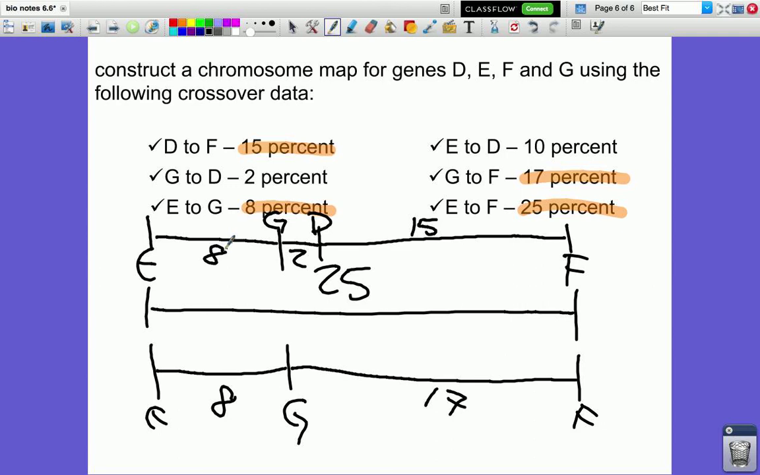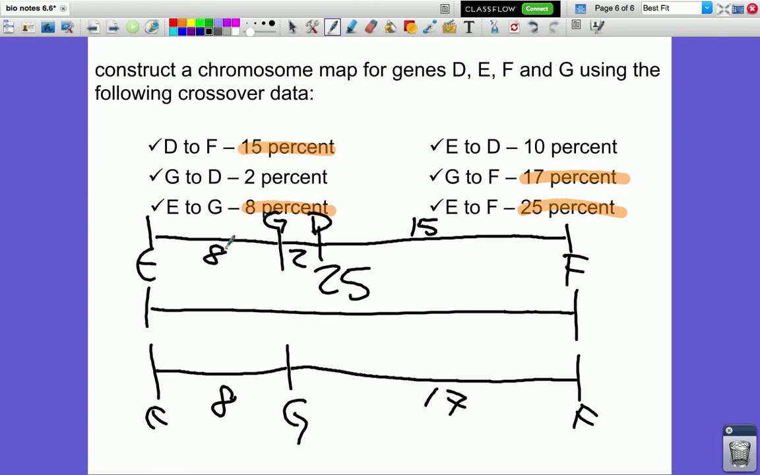Actually, I know the order that those genes go in. I know that E is 8 map units away from G, is 2 map units away from D, is 15 map units away from F. And that's a lot more than I knew before. Right? So these genes are located on a chromosome, and we're not exactly sure which chromosome or where on that chromosome exactly. We just know the distances between the genes. So you can kind of start to put them in order. So it goes E, G, D, F according to the map that we drew.